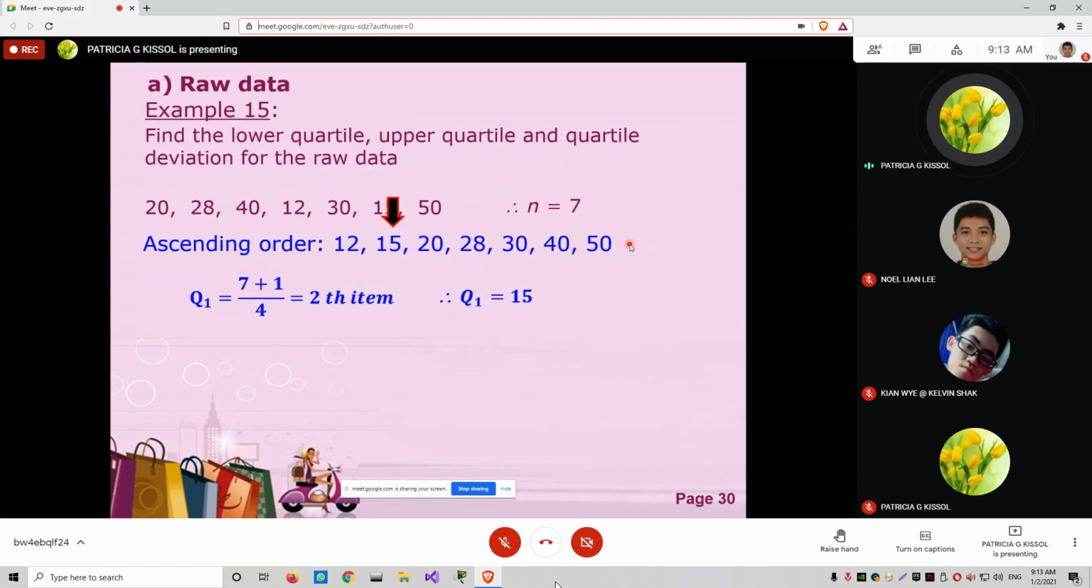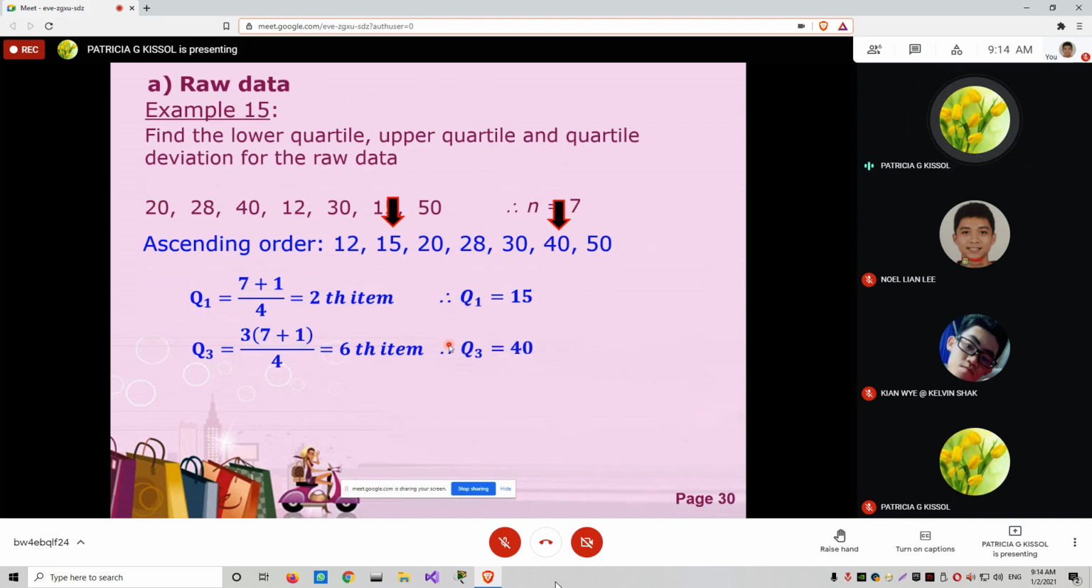Same thing for Q3, in accordance with the formula, it is 7 plus 1 times 3, as you can see here, and divide by 4, and that gives us 6, and therefore the 6th position is the value 8. Is it correct? Yeah, 1, 2, 3, 4, 5, 6. So the value of Q3 is 40.